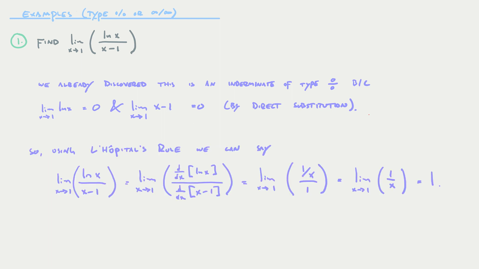So, okay, let's just use L'Hopital's rule here and say that the limit as x approaches 1 of the natural log of x over x minus 1 is equal to the limit as x approaches 1 of the derivative of the top and the derivative of the bottom. Both of these derivatives are pretty simple to calculate. The derivative of the natural log of x is just 1 over x, and then the derivative of x minus 1 is just 1. We just get the limit as x approaches 1 of 1 over x, and I can use direct substitution there, so the limit's 1. Simple as that.